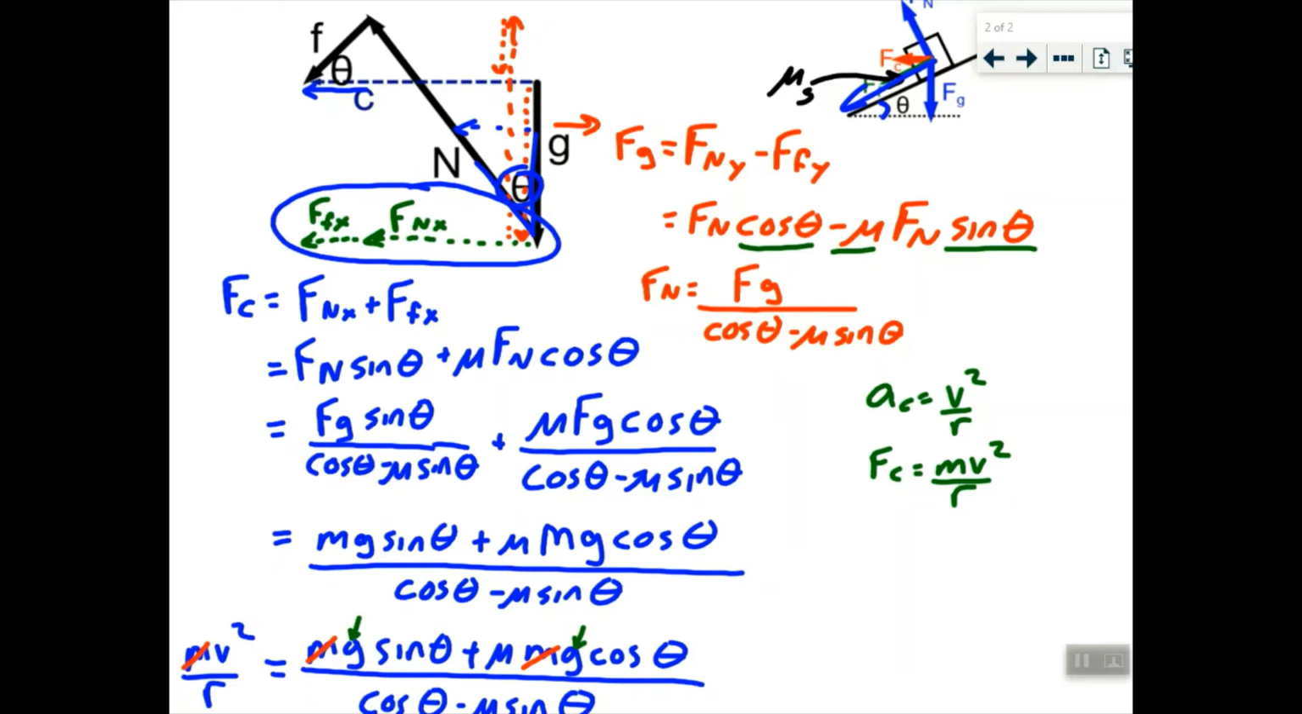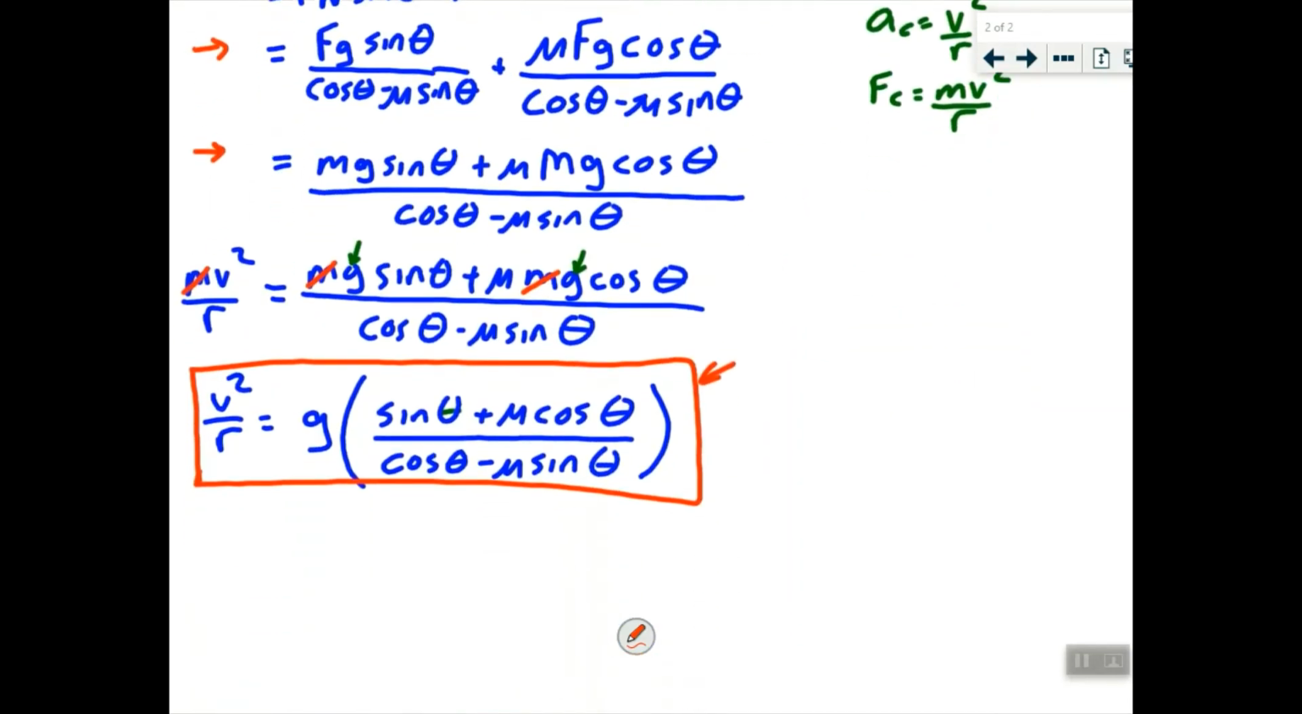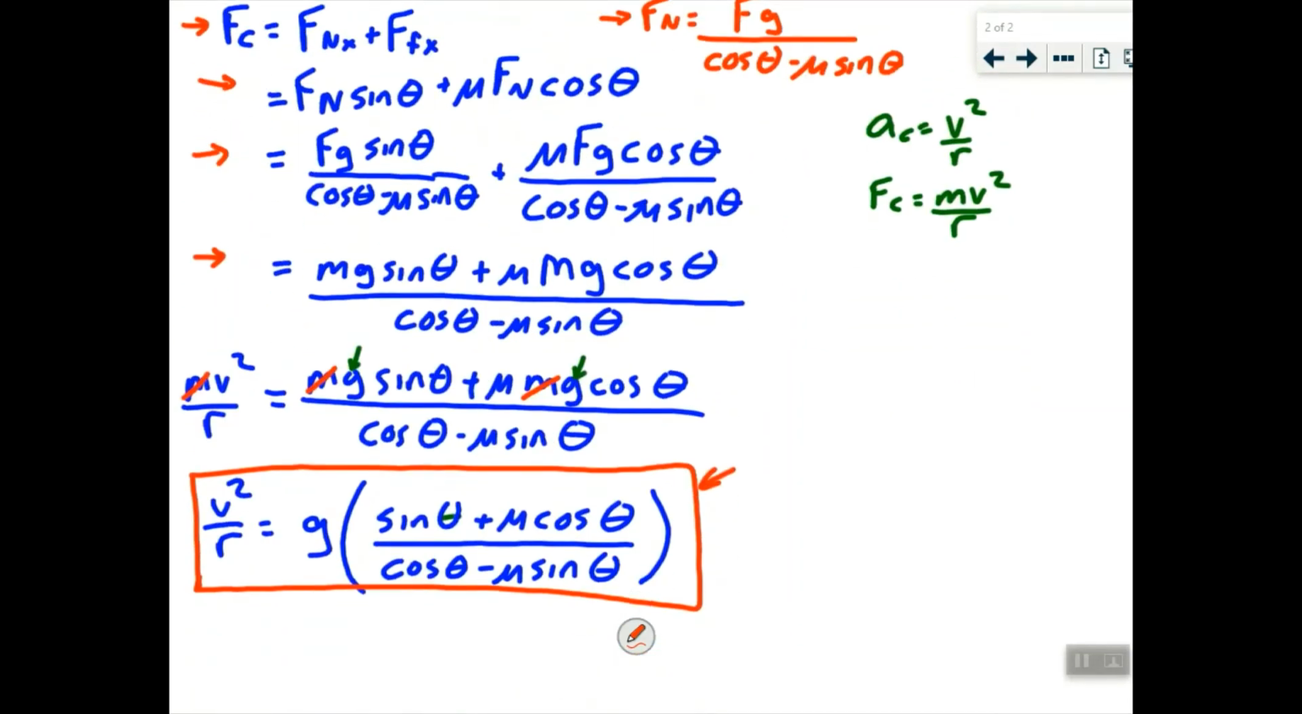I took that equation, let's just poke at it in red. I took that equation for the centripetal force, and I started substituting in things that I knew, like Fn sine theta for Fnx, and then finding an expression for Fn, and using that to eliminate Fn, which I don't know, and then finding an expression for Fg, and using that to eliminate Fg, which I also don't know, and then simplifying my algebraic expression to make it as easy to use as possible.